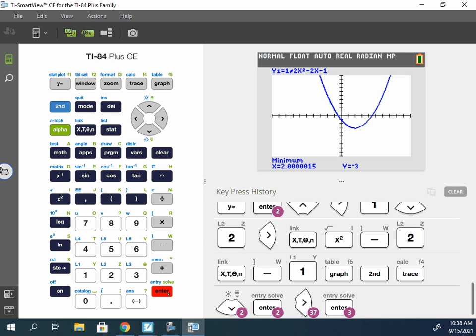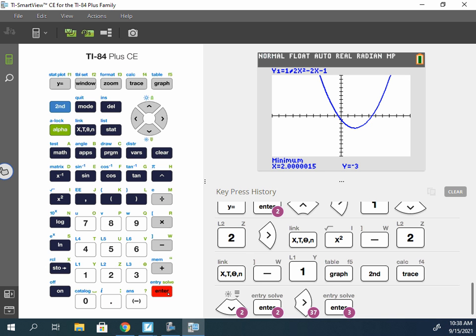So the minimum is at the point 2, negative 3. It shows 0.0000001315, but we're not going to be concerned with it. It's really 2, negative 3. What it's calculating in is the pixel error.